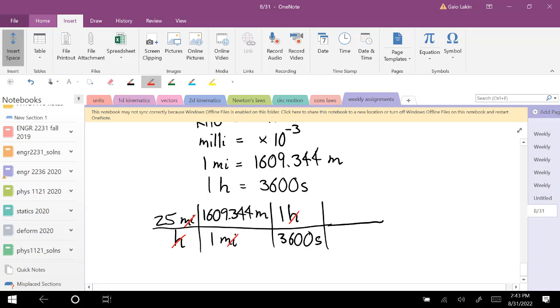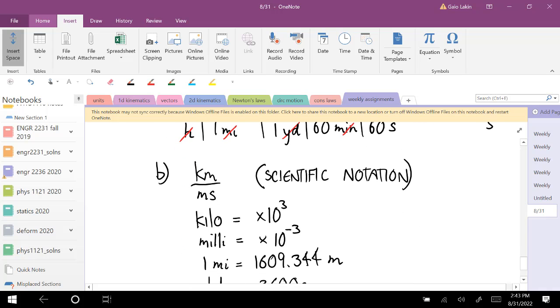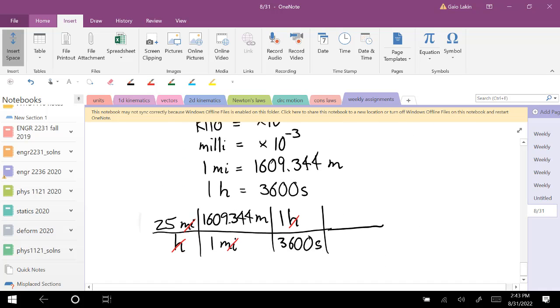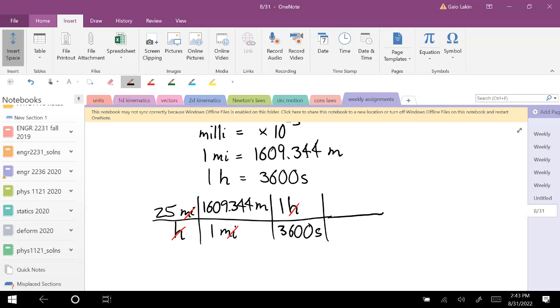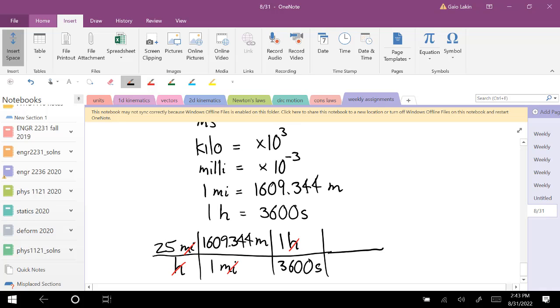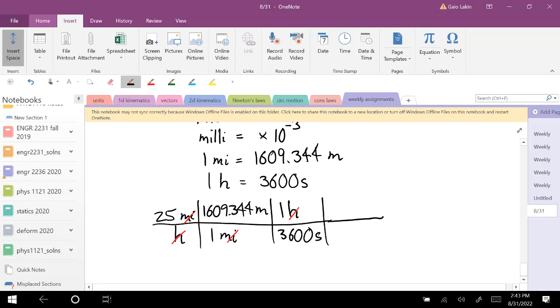You can see that we have units of meters per second now. So now we just have to go to kilometers and milliseconds. So to go to kilometers, we know that 1 kilometer is 1 times 10 to the third meters. And we want to cancel the meters, so we want the meters in the denominator. So 1 times 10 to the third meters is 1 kilometer.